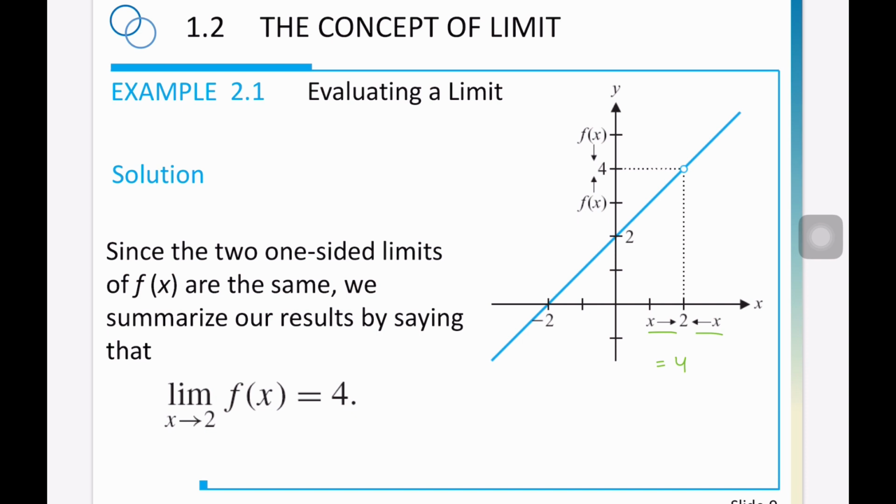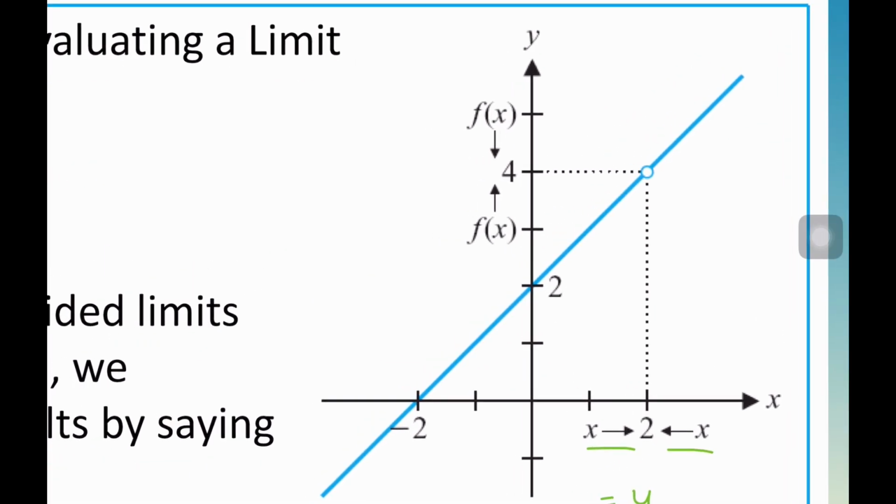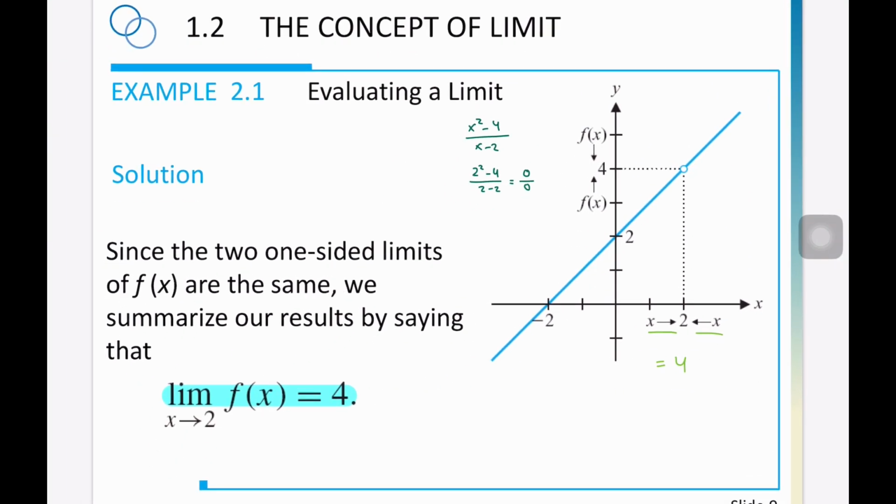So as a result, we can say that the limit of f of x when x is approaching 2 is equal to 4. However, as we can see in the graph, x equal to 2 is not defined in this function, because if we substitute x with 2 in x squared minus 4 over x minus 2, we get 2 squared minus 4 over 2 minus 2, which is 0 over 0, which is undefined.